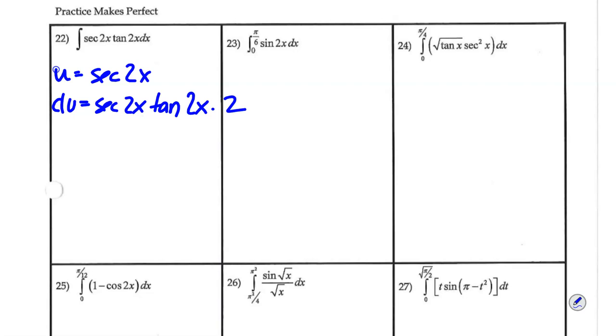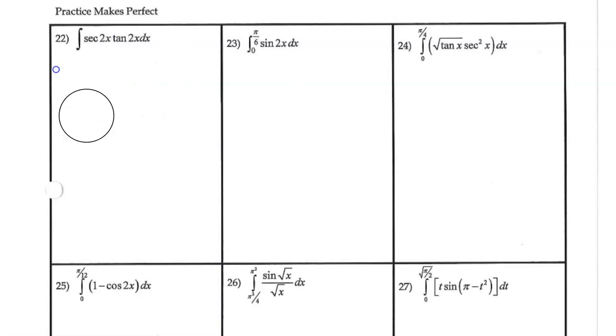So if I take out secant of 2x for my u, I need all of this. Now I really don't care about the 2, but I need all of what's left over. What I only have is my tangent 2x. So I'm missing a secant of 2x. So we can't use u here. Okay? So we don't have what we need.